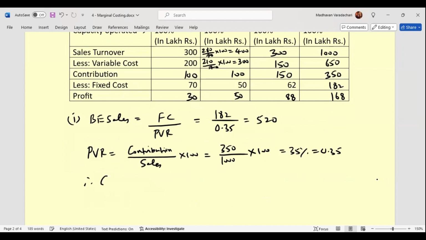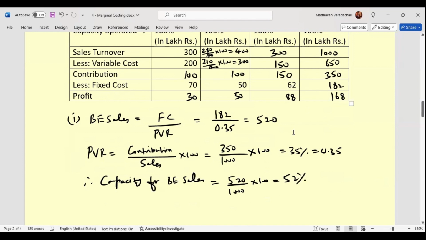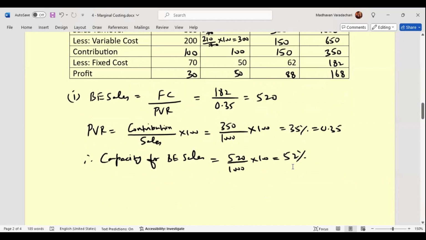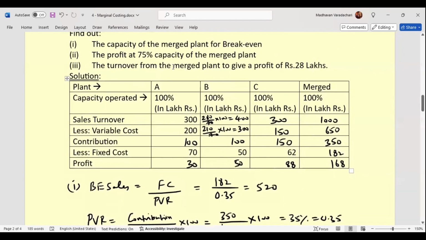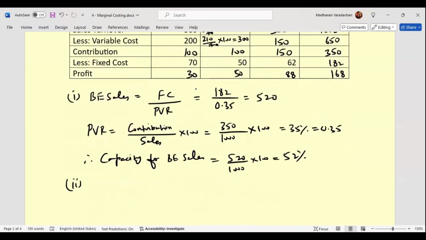Therefore, capacity for a break-even sales should be 520 divided by 1000 multiplied by 100, which is 52% capacity. If the merged plant runs at this, it will break even. The second question, the profit at 75% capacity of the merged plant. So sales for a 75% capacity will be 0.75 times 1000, which will be 750.